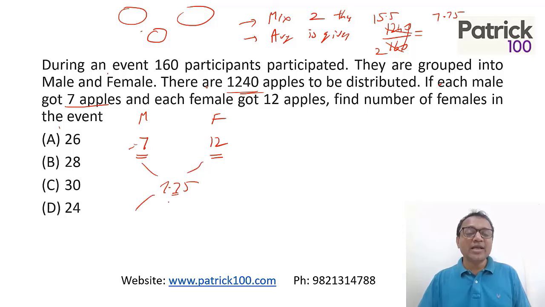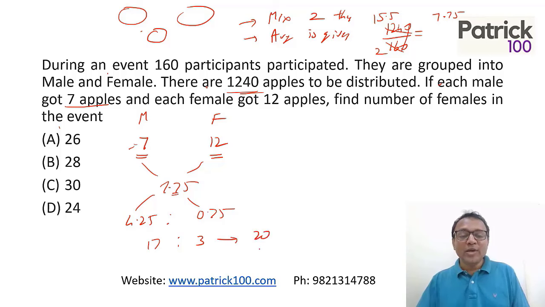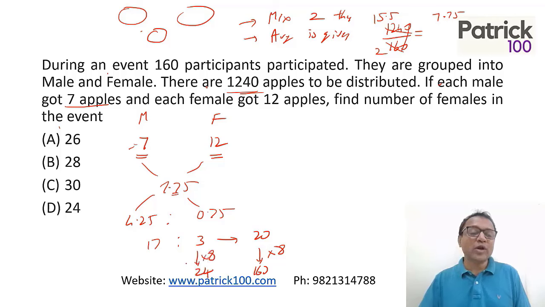Now you can do alligation. This becomes 0.75 and this becomes 4.25, so the ratio becomes 3:17. We want to find the number of females in the whole. How many females are there? The total is 20, and 20 stands for 160, which is 8 times. So the number of females will also be 8 times 3, which is 24. So 24 is the number of females.